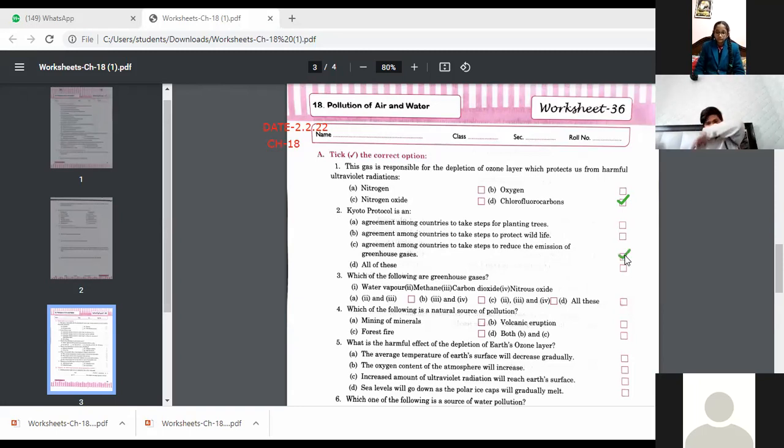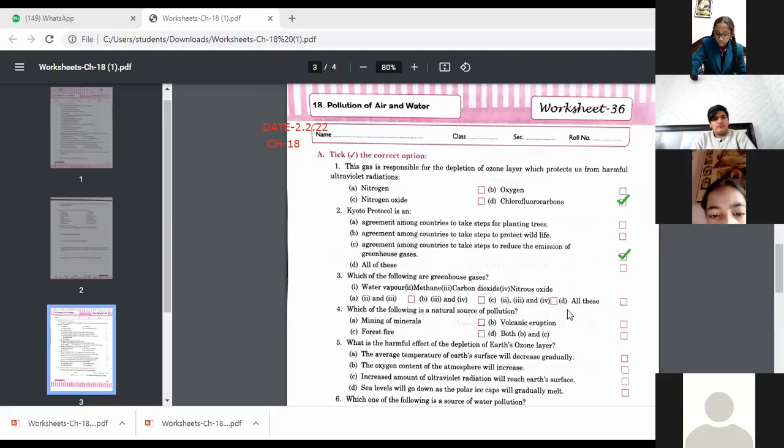Next, which of the following are the greenhouse gases? Options are in front of you. 1, water vapor, 2, methane, 3, carbon dioxide, 4, nitrous oxide. But you have to give the reasons out of it. A, 2, 3; B, 3, 4; C, 2, 3, 4. Ma'am, can I tell? Yes, Harshita. Ma'am, water vapor.